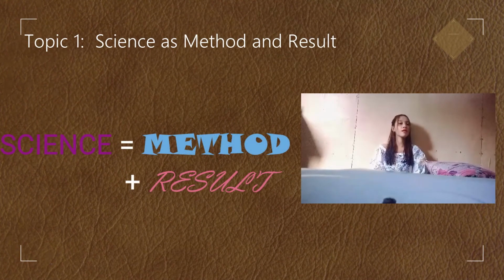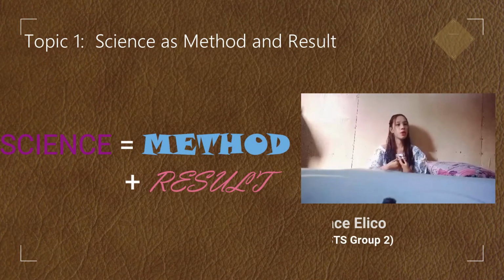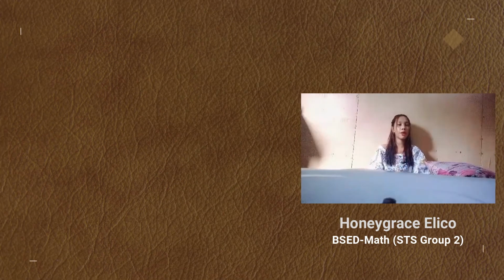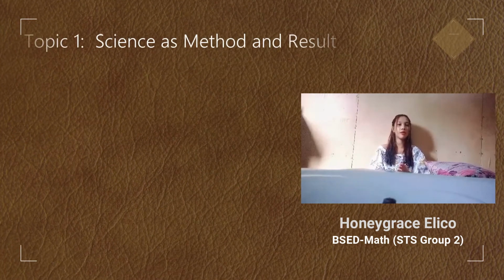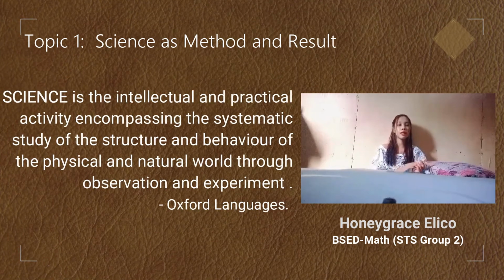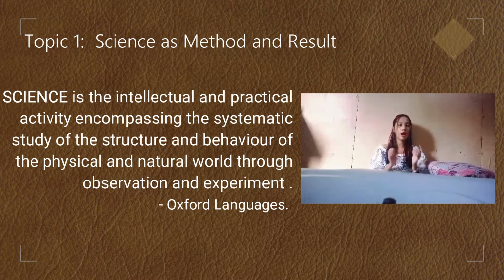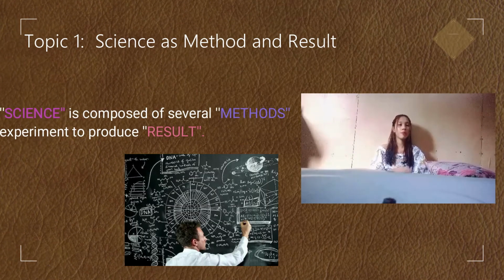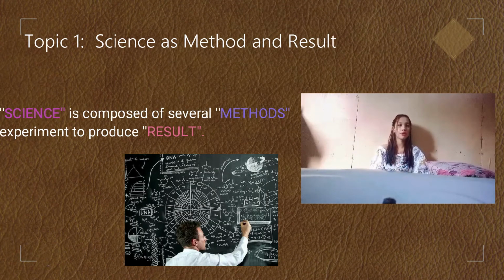Topic 1, Science as Method and Result. According to our group, science is the same in method as in result. Science, the intellectual and practical activity encompassing the systematic study of the structure and behavior of the physical and natural world through observation and experiment, according to Oxford Languages. In simple terms, science is composed of several methods and experiments to produce a result.